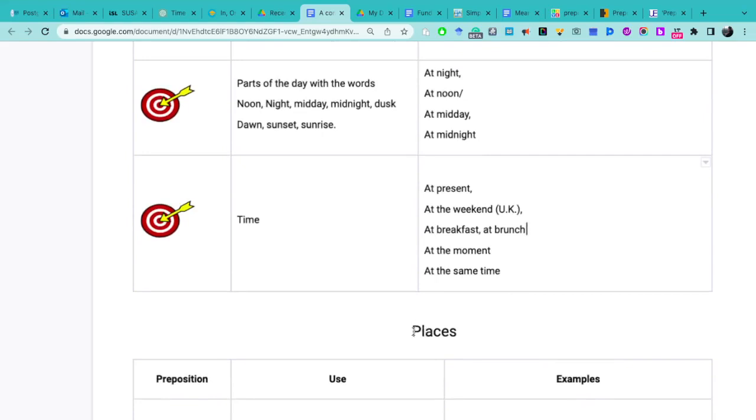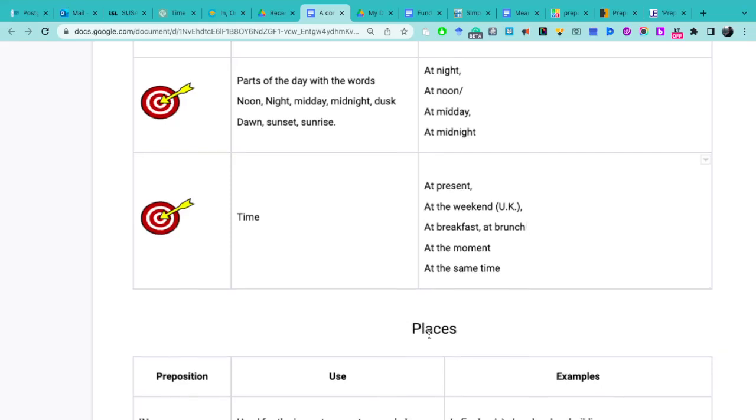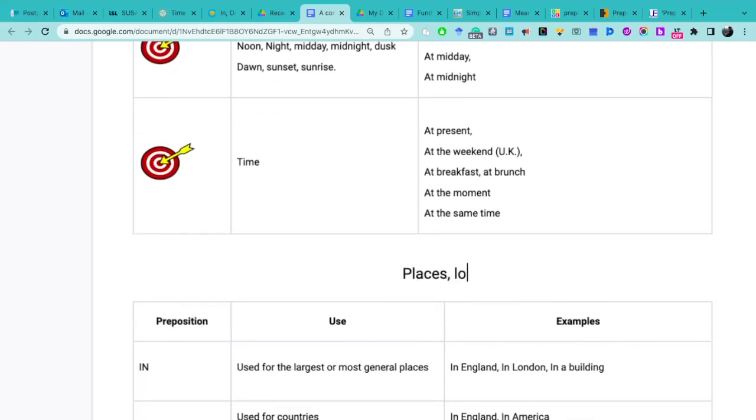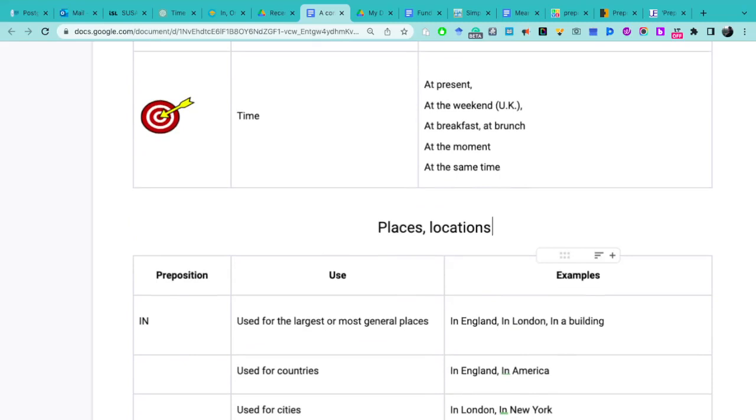Now, moving on to the use of the prepositions in, on, and at with places, with locations. I really suggest to my students, whenever they have Waze or Google Maps, to put them in English, because you learn the prepositions when Waze is leading you to certain places, especially if you put it in English. That's a great help to learn the use of the prepositions in a more practical way.